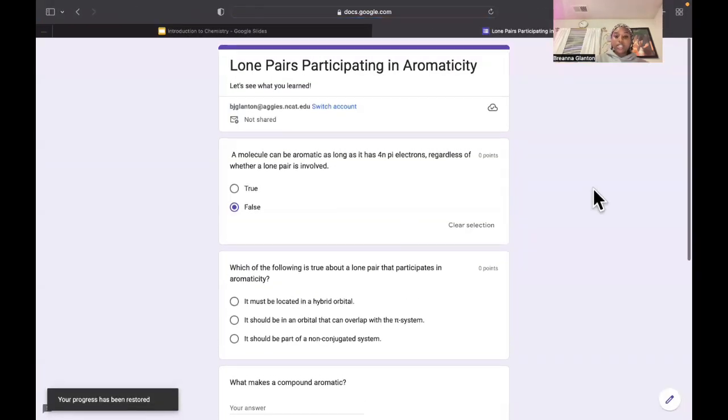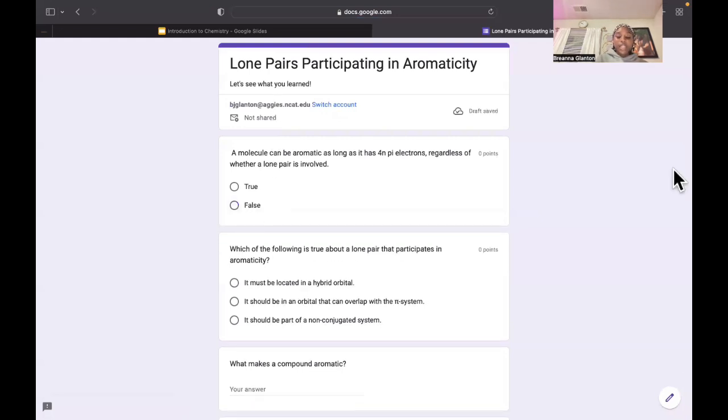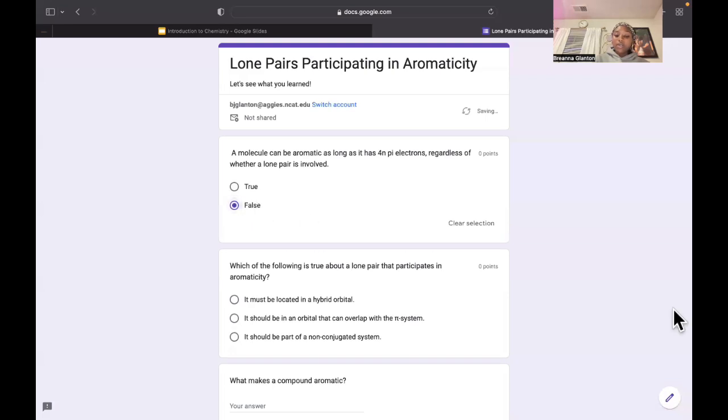So I have a quick little quiz for this to see what we learned about lone pairs participating in aromaticity. The first question is, a molecule can be aromatic as long as it has 4n pi electrons, regardless of whether a lone pair is involved. This is actually false. Once again, in order for a molecule to be aromatic, it has to follow Huckel's rule, which is 4n plus 2.